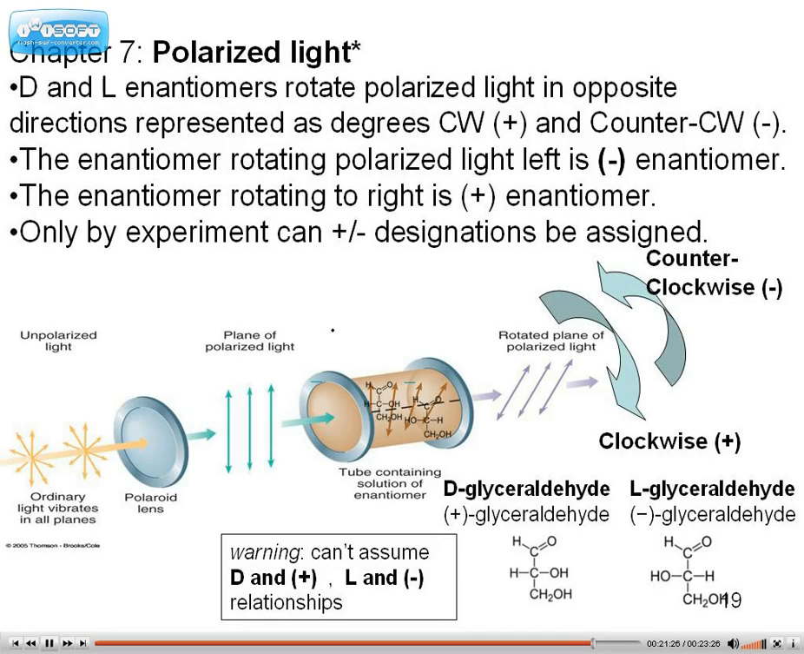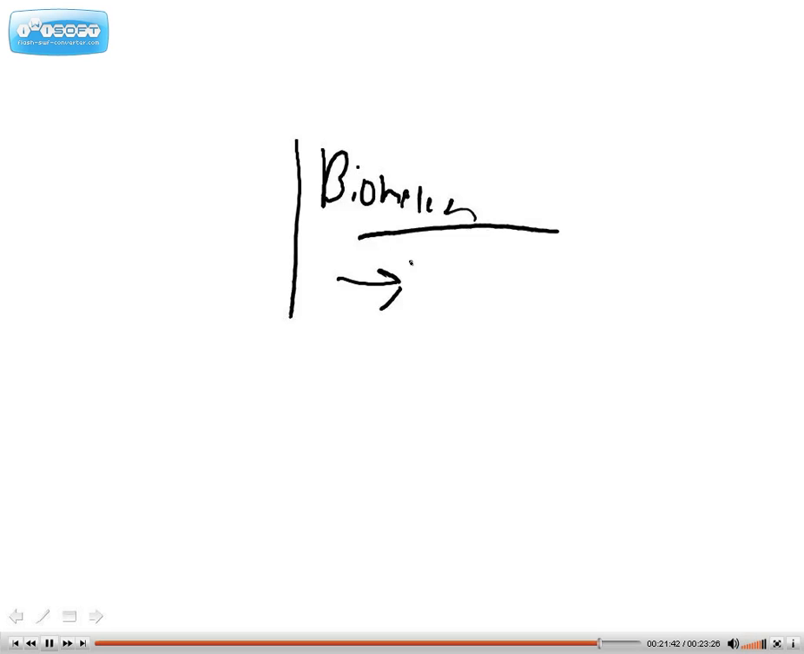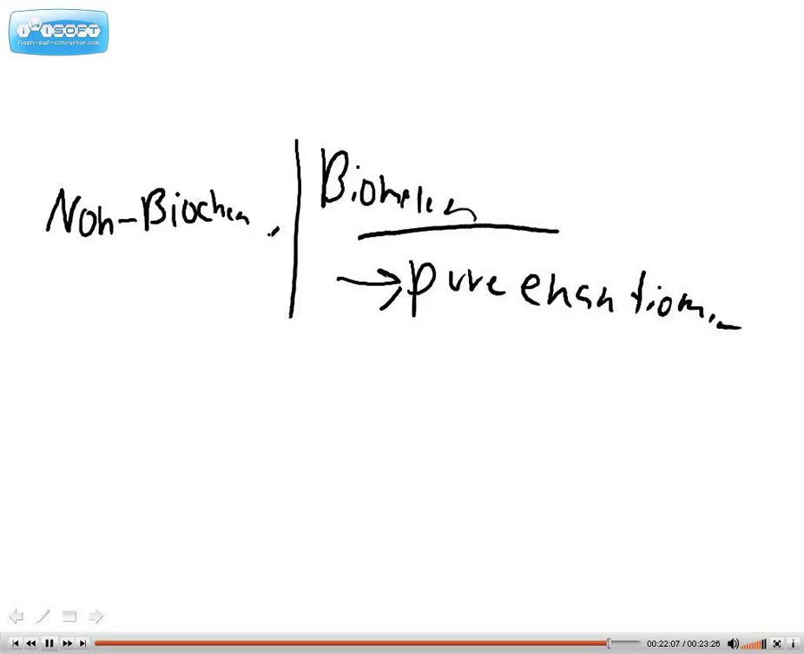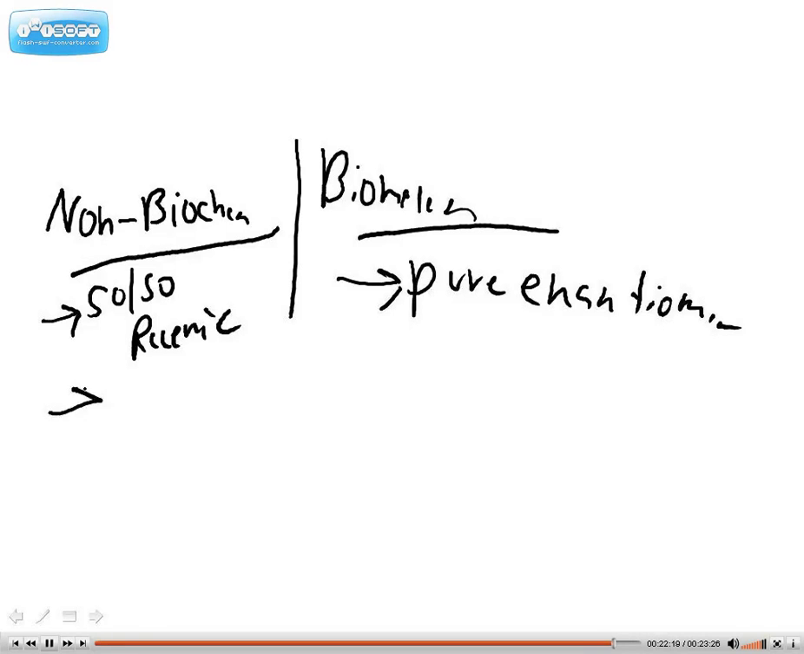So one unique difference between biomolecules versus non-biomolecules, or our traditional organic molecules: biomolecules exist only as a pure enantiomer, whereas all non-living originating molecules that are organic but not biomolecules, so I'll just say non-biochem, occur naturally in nature as a 50-50, aka racemic mixture, in which case you see no optical rotation, because the positive and minus cancel each other out.